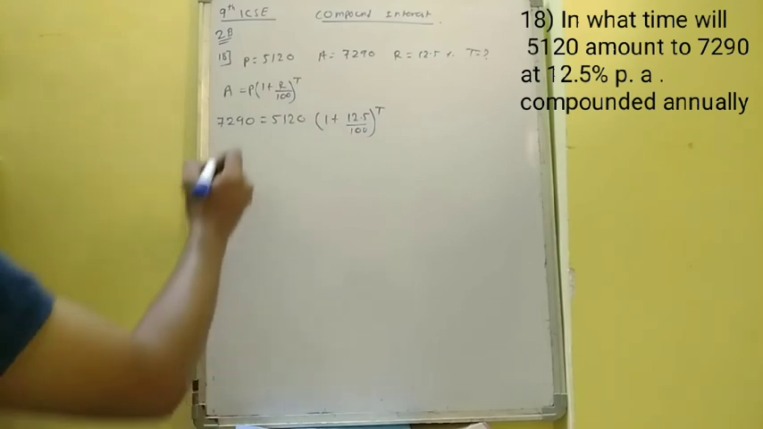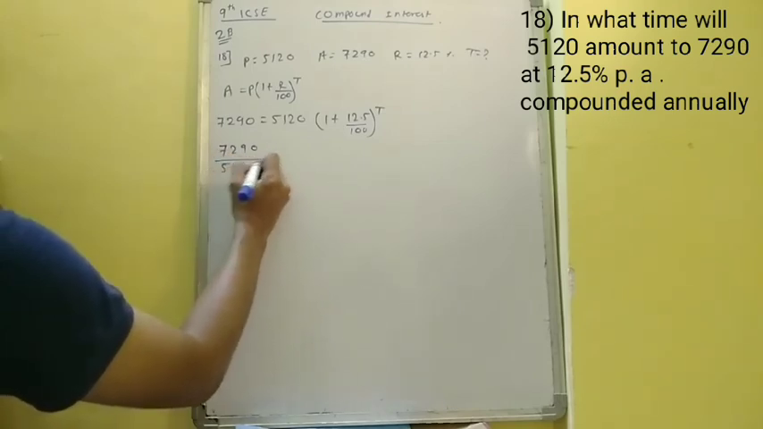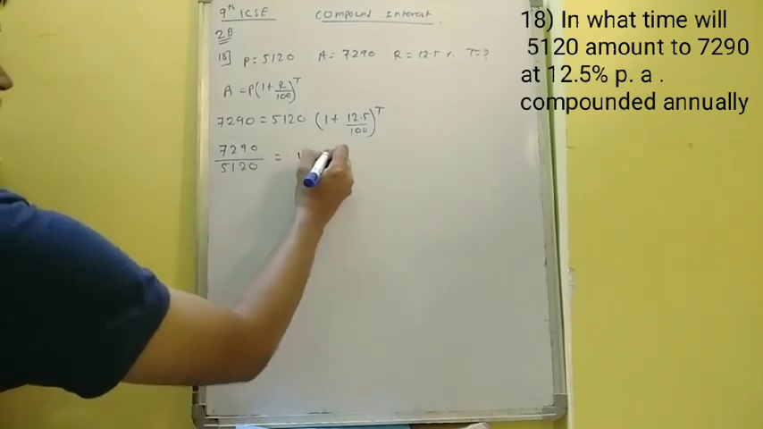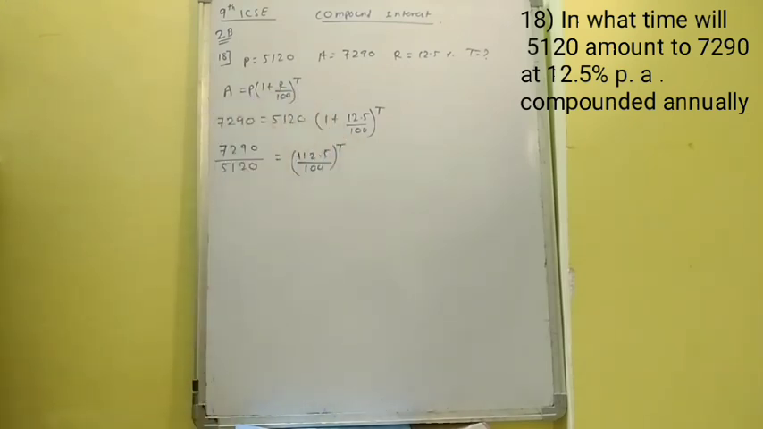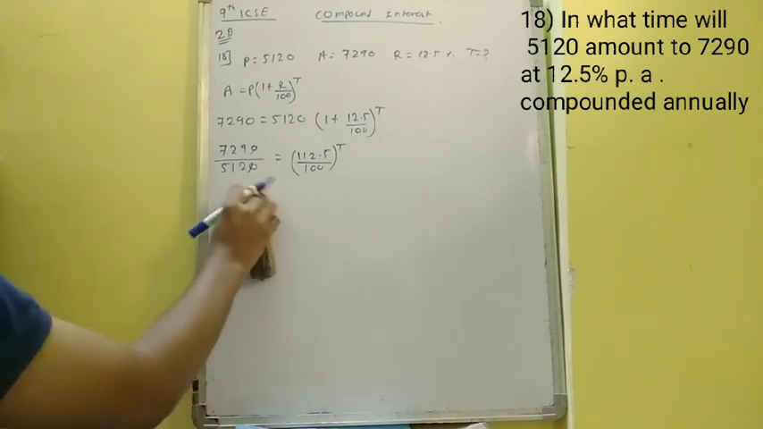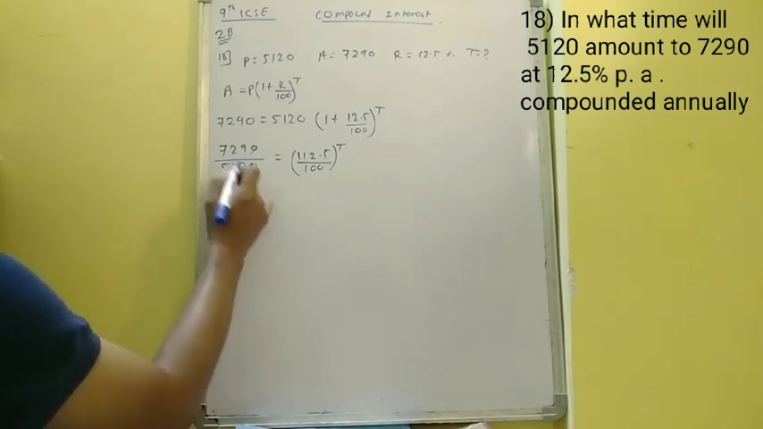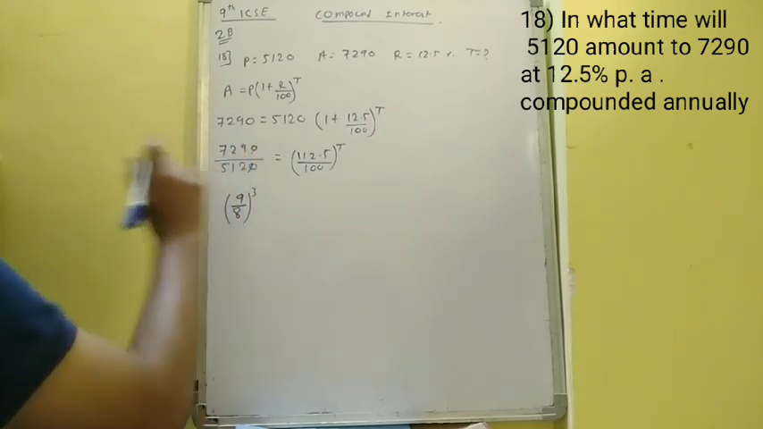So 7290 upon 5120. When I cross multiply it, I will have 112.5 upon 100 raised to t. This 0 gets cancelled. I can write this in the form of 729 upon 512, or 9 upon 8 the whole cube. 9 cube is 729, 8 cube is 512.